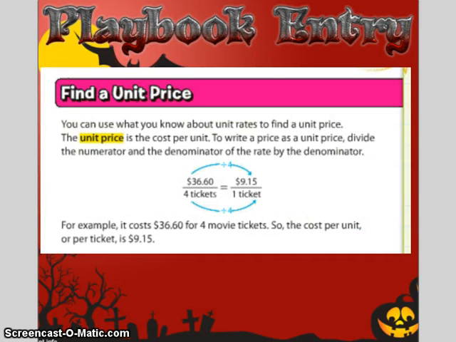Here you just have information about finding a unit price. So it does talk about money, where you're going from 1 ticket to 4 tickets, or you're going from 4 tickets to 1 ticket. So anytime you're going down to 1 as the denominator, but in this one specifically, it's talking about unit price.